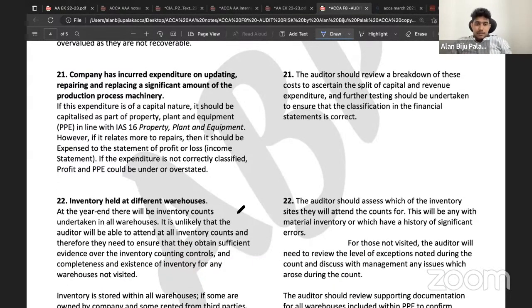Then you might be getting a very basic accounting treatment. The company might have spent some expenses on updating, repairing and replacing production process machinery. So we know that as per IAS 16 Property, Plant and Equipment, we should recognize expenses that come under the category of IAS 16 as capital expenditure. All other expenses should be expensed in the company's P&L. However, there can be chances that the company might have treated some of the repair and other maintenance costs as part of the capital expenditure, leading to overstated PPE and understated related expenses. And as the response, we can obtain the breakdown of expenses to consider whether the split of capital and revenue expenditure is made appropriately, and we must ensure whether the classification is done in accordance with IAS 16 PPE.